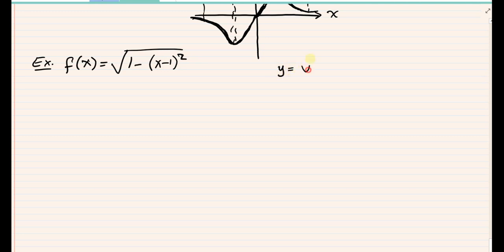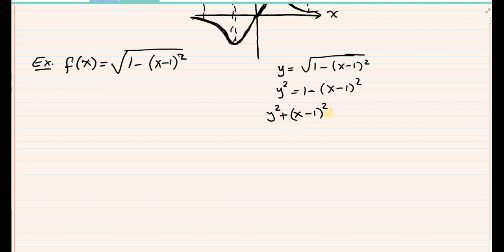If I say y equals square root of 1 minus (x minus 1) squared, when I square both sides, I get y squared equals 1 minus (x minus 1) squared. And then I'm going to move (x minus 1) squared to the other side. So it's y squared plus (x minus 1) squared equals 1. Now, if you recall, this is the equation of a circle. If you look at (y minus k) squared plus (x minus h) squared equals 1, or in general equal to r squared. This is the equation of a circle, radius r, center at (h, k), right?